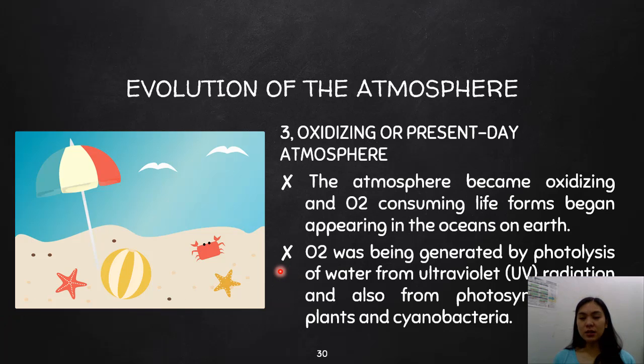Tapos, the oxygen was being generated by photolysis of water from ultraviolet radiation and also from photosynthesis by plants and cyanobacteria. Nagkaroon po ng oxygen sa land because of your ultraviolet radiation. Yan po yung nauna. And of course, syempre, isama mo na rin na tumulong yung cyanobacteria.